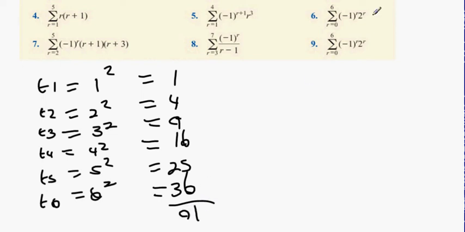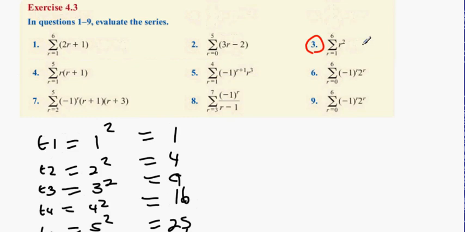Okay, so that all adds up to 91. So the answer to the first one is 91. Get the sum of all the terms added together, because you have to square each one. The starting one is 1 and the end is 6.